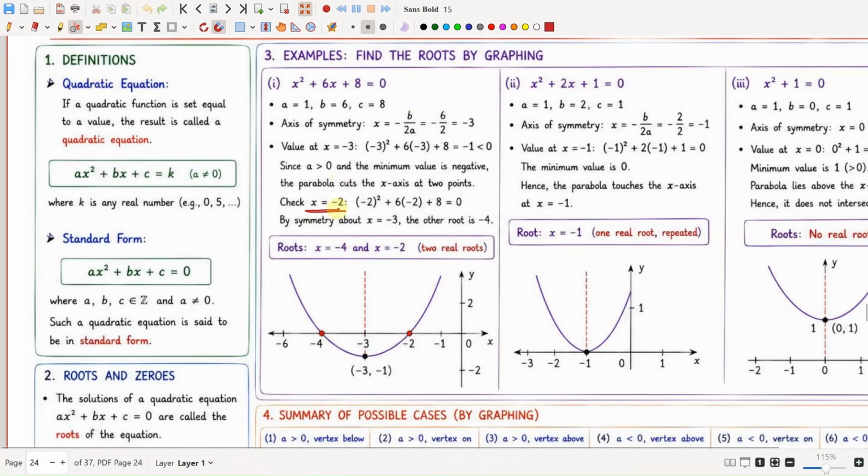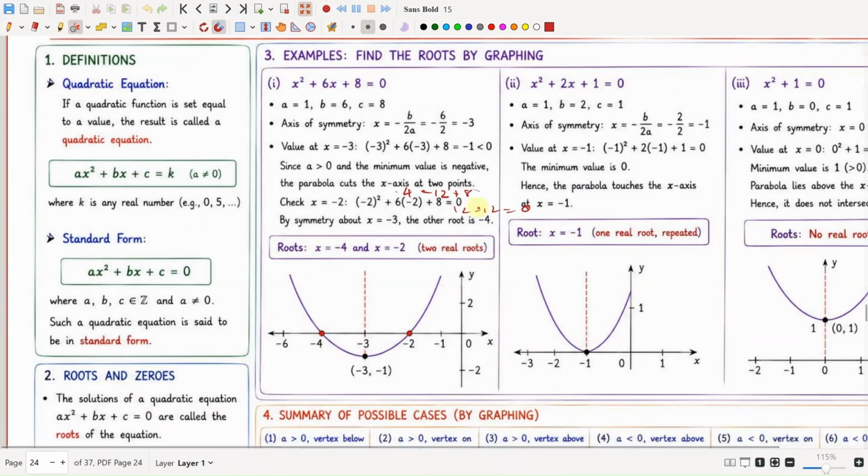Let's check with x is equal to minus 2. Then we have (minus 2) the whole square plus 6 into minus 2 plus 8. See, 4 minus 12 plus 8. 4s are 12. So 12 minus 12 is equal to 0.